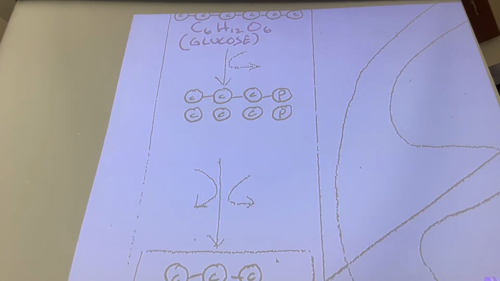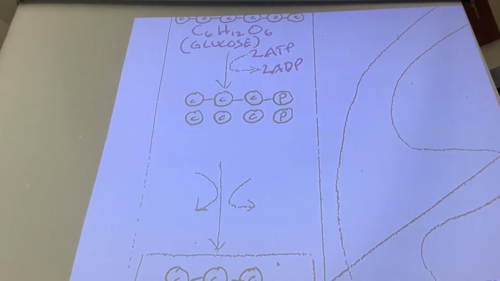All right, in order to make this molecule, I'm going to need to do some work. So I need to use some ATP. I'm going to take 2 ATP and break my glucose into 2. I'm going to get 2 ADP from it. And I'm going to get these 2 molecules here. Now, what do you think these 2 molecules are?